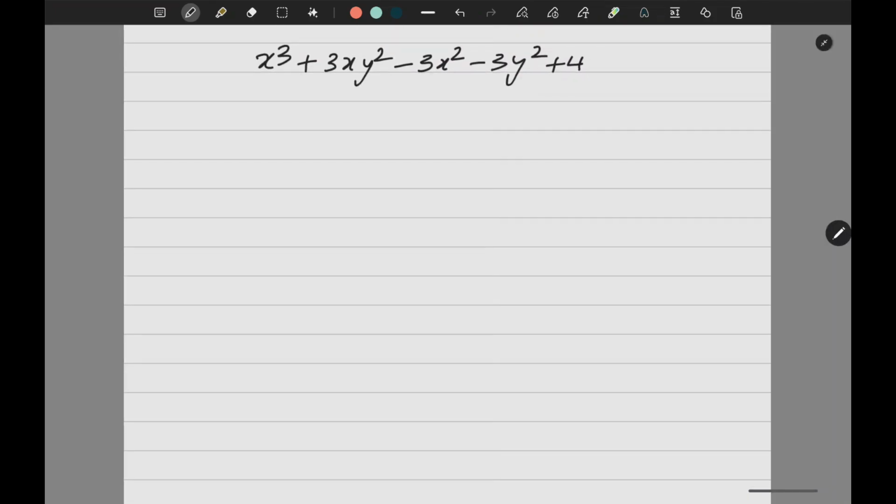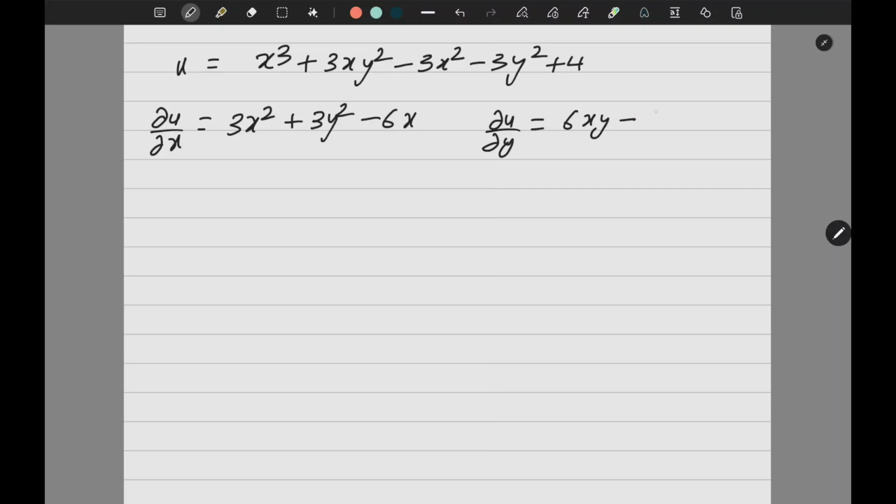Let's see this question. Now suppose this is equal to u. So first step, I'll find out ∂u/∂x, which is 3x² + 3y² − 6x. And I will find out ∂u/∂y, which is 6xy − 6y. As per the method, I should equate it to 0. But before doing that, I will always suggest finding all the derivatives so that you have confidence that half is done, and you will get a few step marks for that.